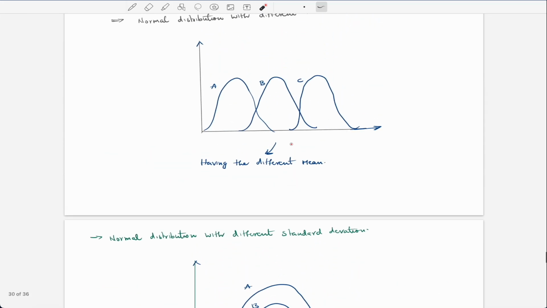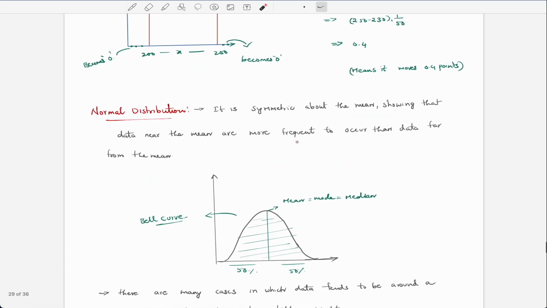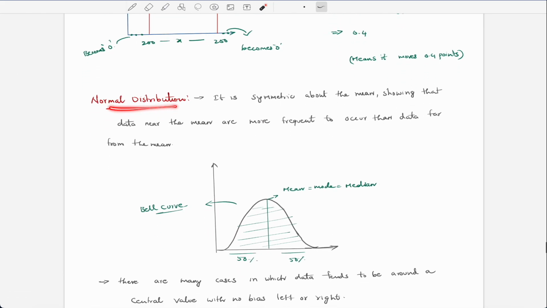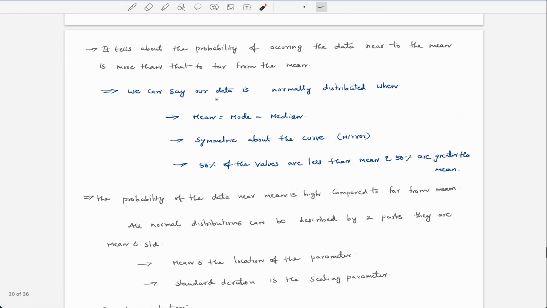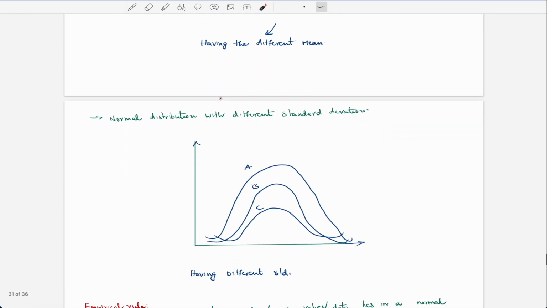Okay, so I hope you understand what this normal distribution is. By the word itself you can understand that normal distribution means the data is normally distributed, which is symmetric, right? Where mean, mode and median are at the same place.